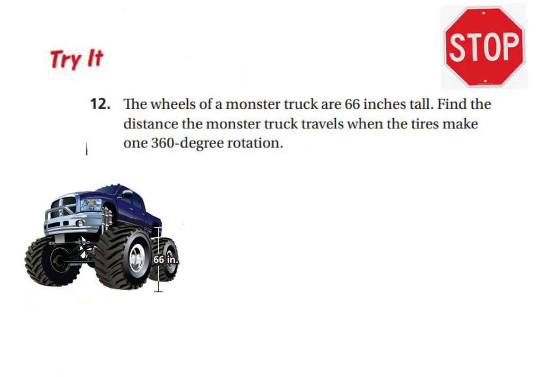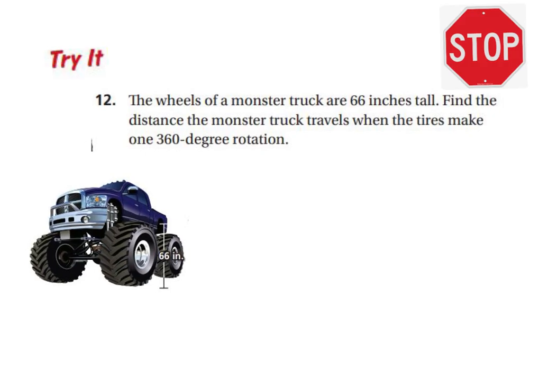Now for this last one, you try it. The wheels of a monster truck are 66 inches tall. So 66 inches, that's going to end up being your diameter of a circle. Find the distance the monster truck travels when the tires make one 360-degree rotation. That's going to be your circumference. So go ahead and pause this. Use the equation circumference equals pi times diameter in order to figure out how far the truck will travel every time the tires turn once. Then push play when you're ready.